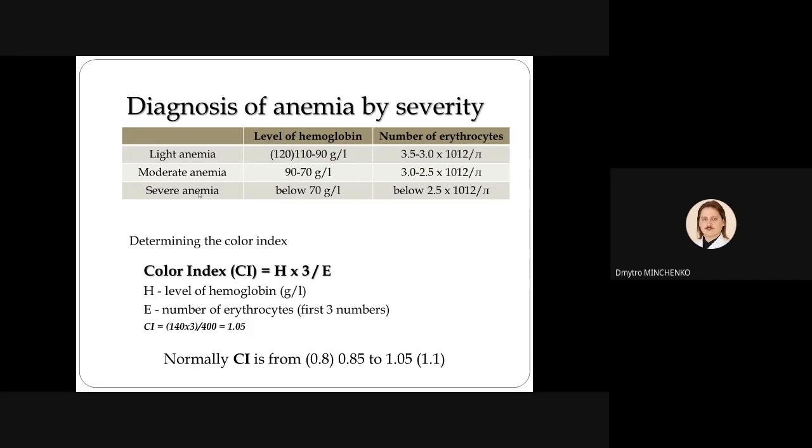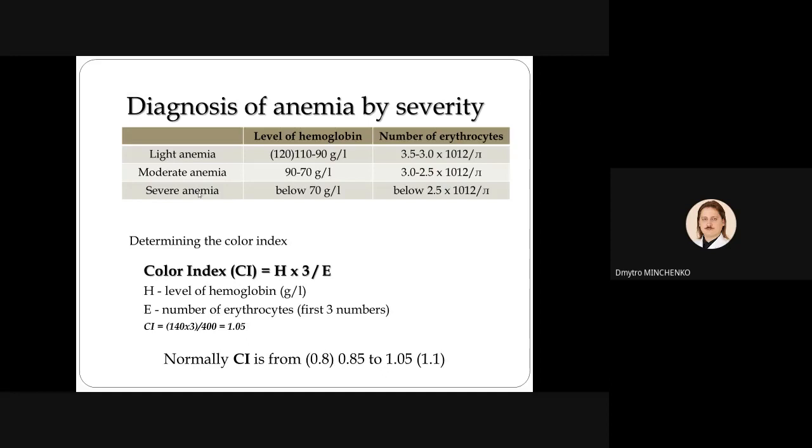Calculation of the color index, I promised to show you. Here it is. It can be calculated as the level of hemoglobin in grams per liter multiplied by 3. So for instance, if our hemoglobin is 120 multiplied by 3, that's 360, divided by the first three digits of erythrocytes. So if erythrocytes are 3.6, then we will use 360. If we divide 360 by 360, our color index will be 1.